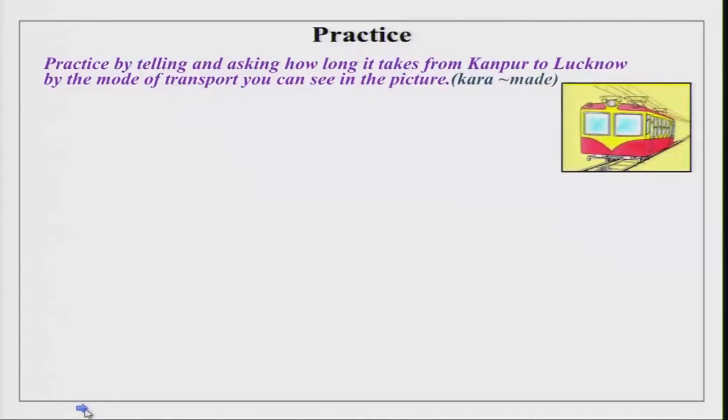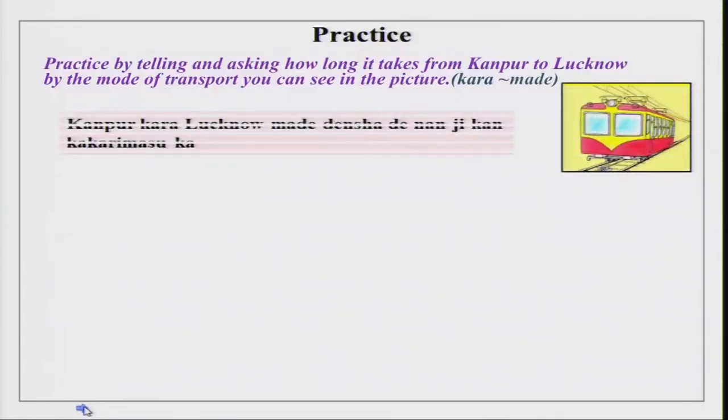You can see a picture of a train over here. Kanpur kara Lucknow made densha de nanjikan kakarimasu ka? So, this is a question you can ask, you can inquire. The answer would be nijikan desu. Kan, you have done earlier, kan means span of time, period of time, nijikan desu.